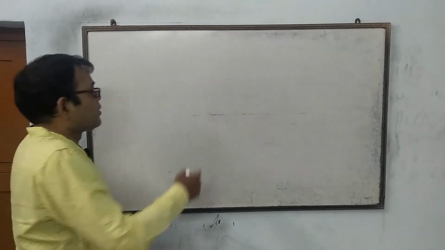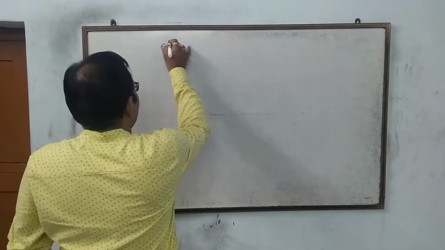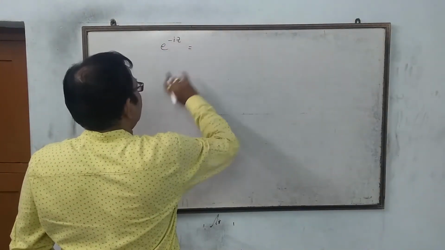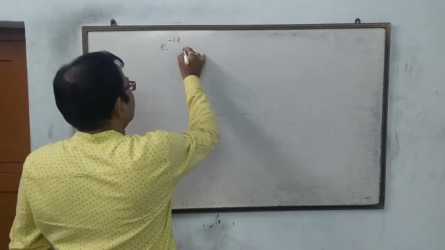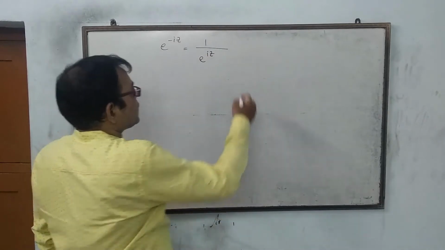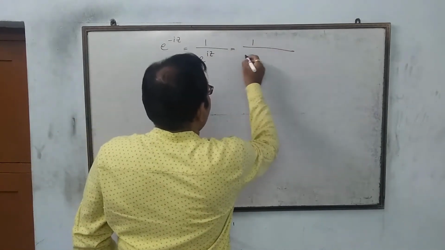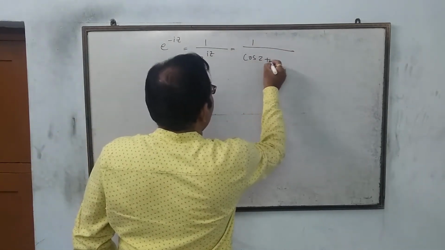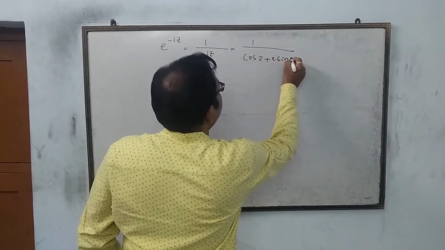In a similar way, we will get e to the power of minus iz. e to the power of minus iz is equal to 1 upon e to the power of iz. We can write here 1 upon cos z plus i sin z.